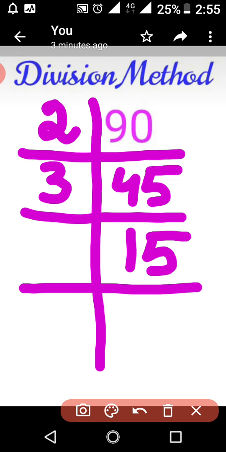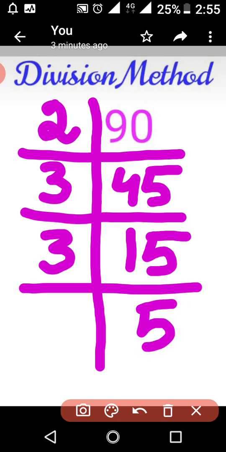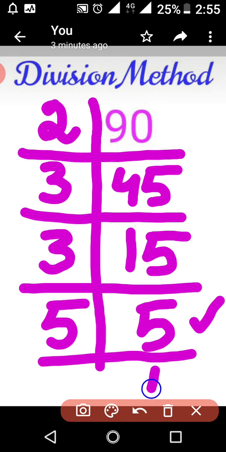Now check for the 15. 2 is not divisible here. Then go for the next prime number 3. 3 5s are 15. So finally 5 is a prime number. That's 5. 5 ones are 5. If you reach 1 in this process, then stop the division method. Then we will get the answer. This is the prime factorization by division method.